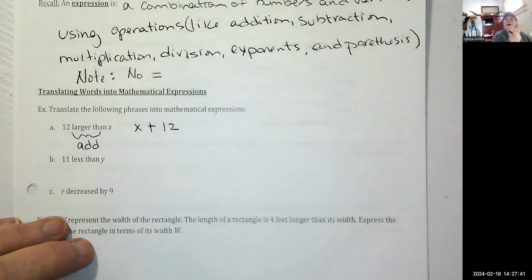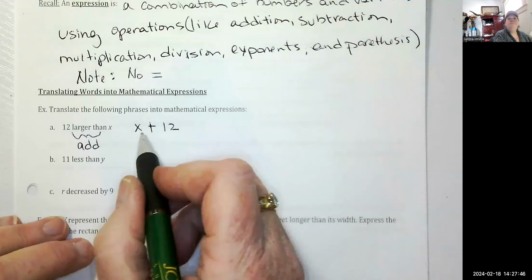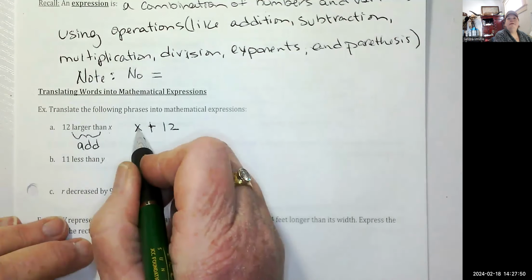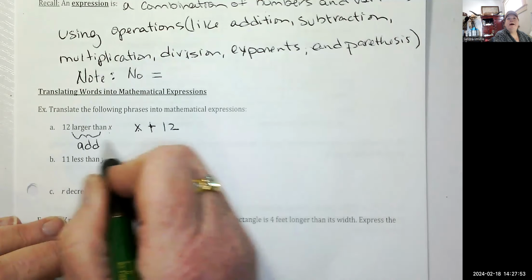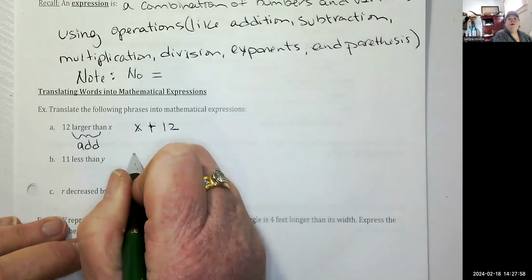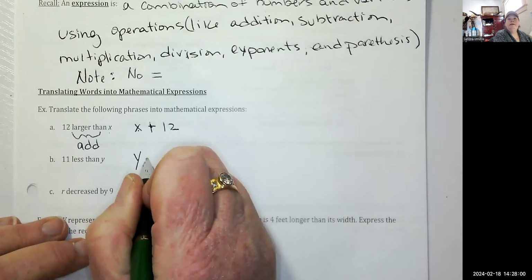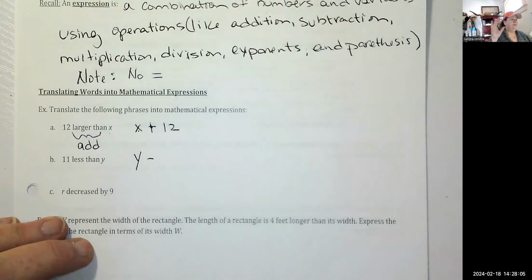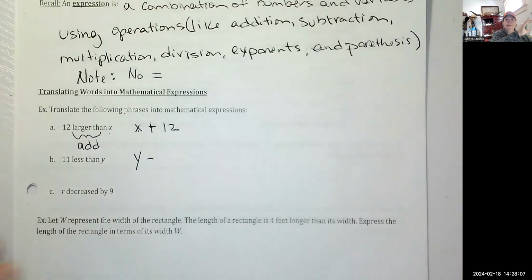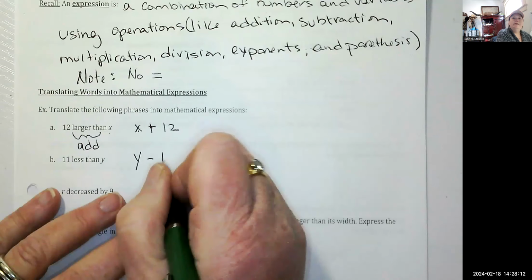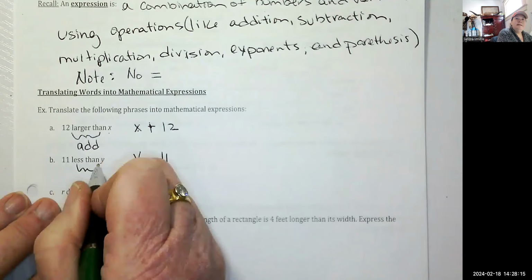The word than, I always think in my head, means flip in front. That just means the variable comes in front. So 12 more than X, 12 larger than X, you're going to add 12 to X. If it's 11 less than Y, that means you have some number Y and you're going to subtract 11 from it. So Y minus 11. Less than means subtract.